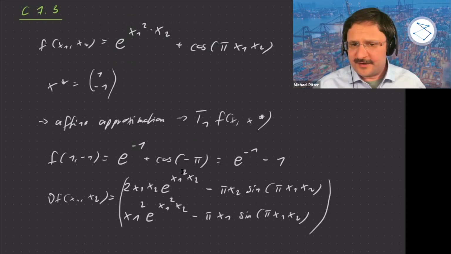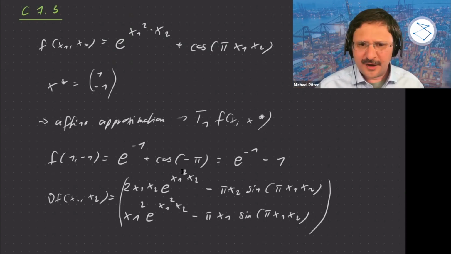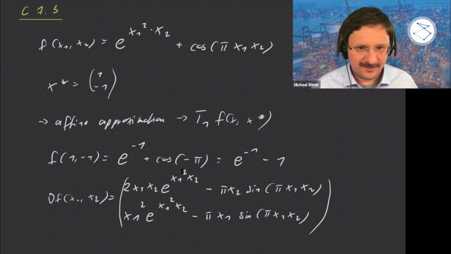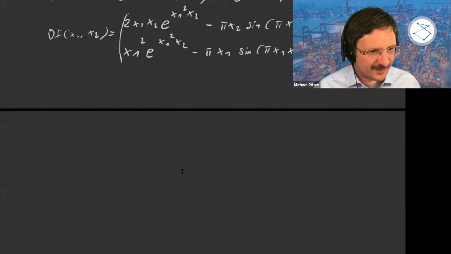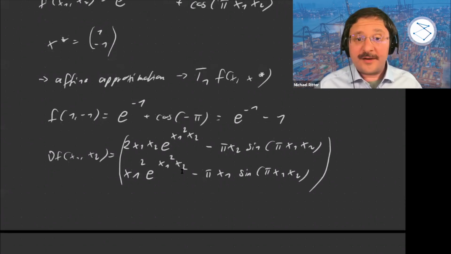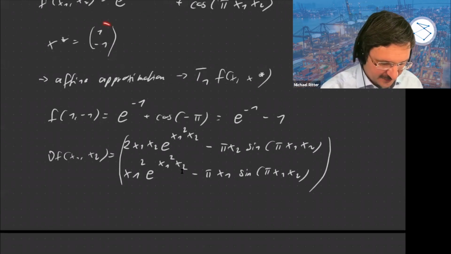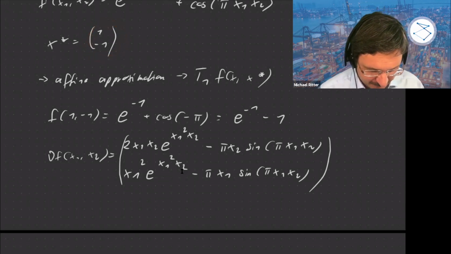Right, and here you have a nice example of a gradient where it might not be that easy to find out about the stationary points. And I'm not even talking about the Hessian matrix. So what we need in this case is the gradient value at the specific point x star, so 1, minus 1.